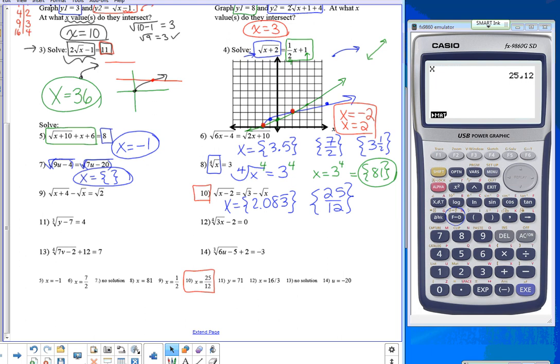So go ahead and try the rest of these, and you've got your answers down there on the bottom to check them. Make sure for some of the ones that have large answers, like number 11, number 8, number 14, those have big answers. Those are the ones where you're going to have to zoom out a bunch to make sure that you can find them.